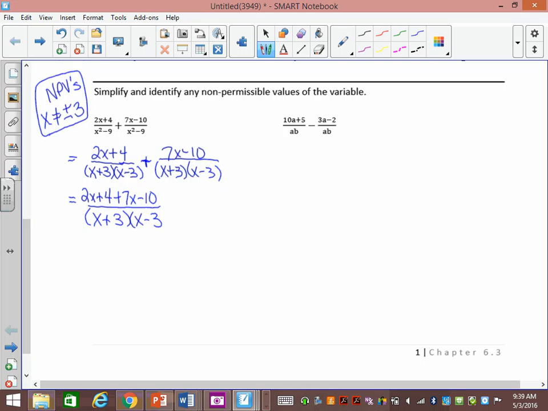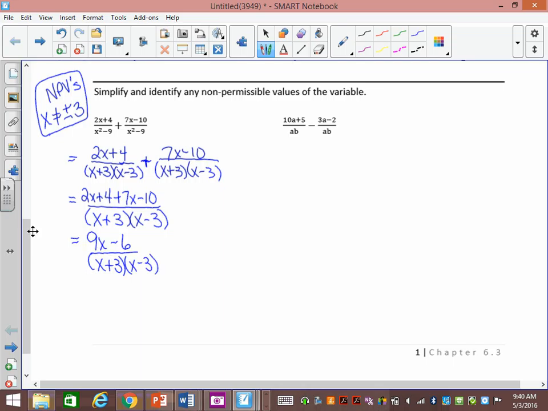And what did we do? We just added the numerators when we did fractions, right? And then just rewrote our denominator, right? So that's all we're going to do. 2x plus 7x. Do you see now if I would have taken the 2 out, I'd have 2 bracket x plus 2. So what would I have to do? Put it back in and get 2x plus 4 in order to do this. So don't factor the GCF from the numerators. So 2x plus 7x is 9x. 4 minus 10, negative 6. Over x plus 3, x minus 3.